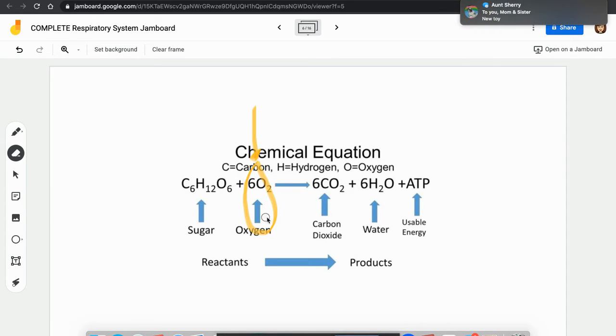Sugar combines with oxygen to produce carbon dioxide that you breathe out, water that you urinate out, and usable energy in the form of ATP. So without oxygen, you wouldn't have energy, and the body part that the cell is deprived of oxygen would ultimately die. So if the liver cells didn't get oxygen, eventually the liver would die, etc.